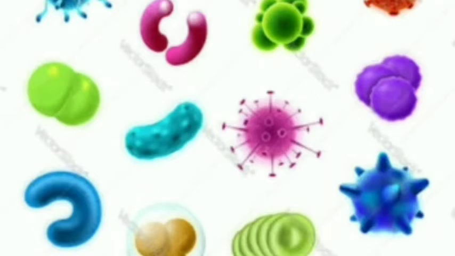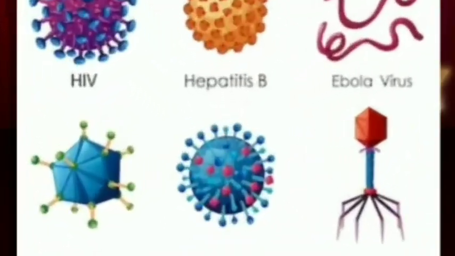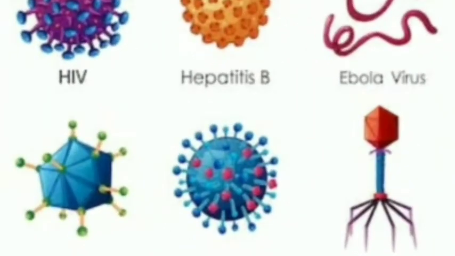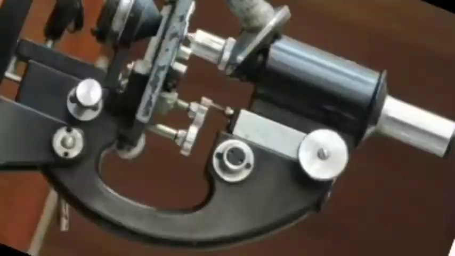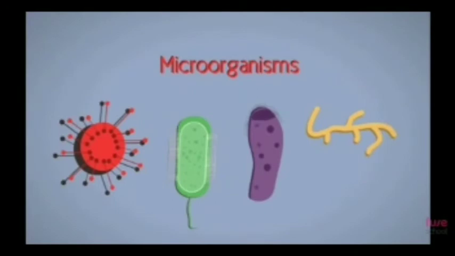Students, you already know that living organisms vary in form and size. Some are as big as an elephant, while others are too tiny to be seen with the naked eye. And they can only be seen with an instrument called a microscope. These organisms are called microbes or microorganisms.